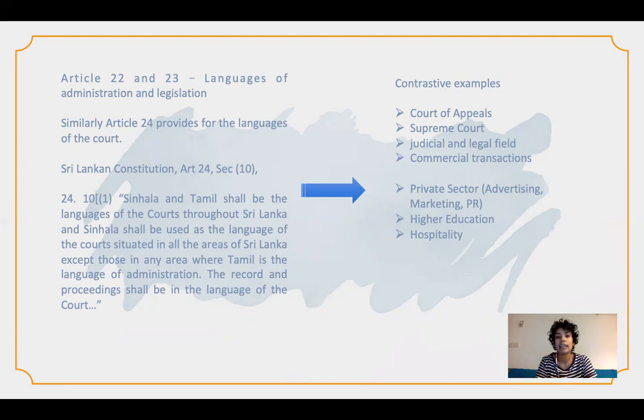And then I provide a few examples that are sort of in contrast to that, where English is given priority, and which is the sort of reality of everyday life in Sri Lanka. So, high-end courts such as the Court of Appeal and Supreme Court completely function in English. And then you have the judicial and legal field, particularly within the Western province, will function in English. And you have legal commercial transactions and private sectors such as the textile industry, and industries like advertising and marketing completely functioning in English, and higher education and hospitality.